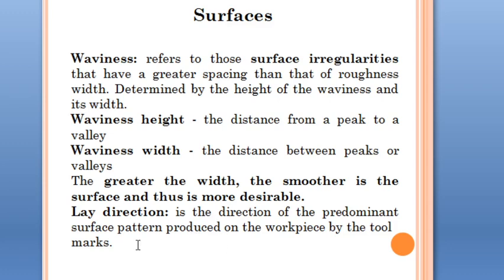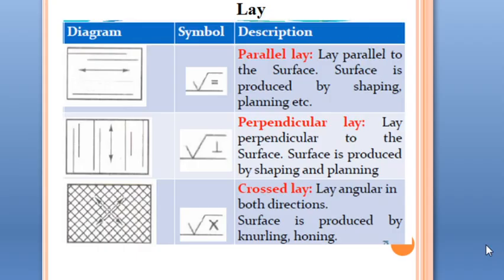Lay direction is the surface pattern obtained on the workpiece by the tool marking. This is the symbol for lay. This one is parallel lay, produced during machining, shaping and planing. This is the symbol for perpendicular lay, for machining in shaping and planing surfaces in the vertical direction. Vertical surface machining gives this directional marking. This one is crossed lay. It is produced during knurling and honing operations.